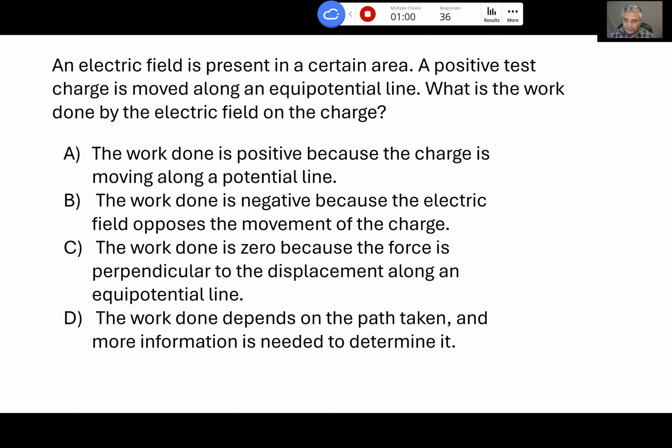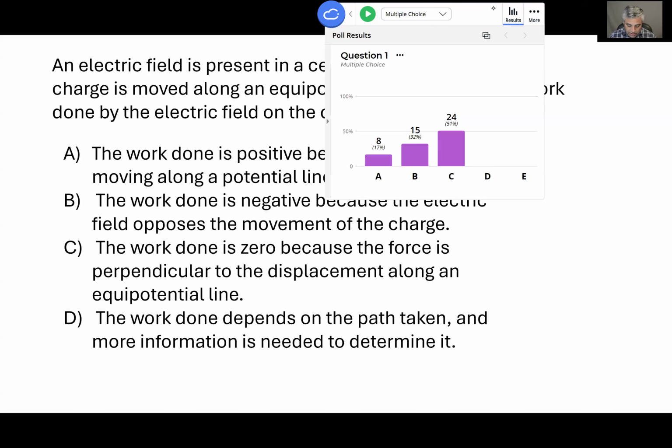Thirty more seconds. And 5 more seconds. 5, 4, 3, 2, 1, and it stops. Okay, let's see how did we do here.